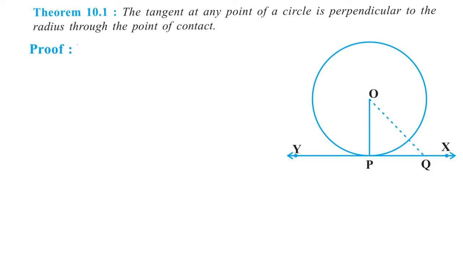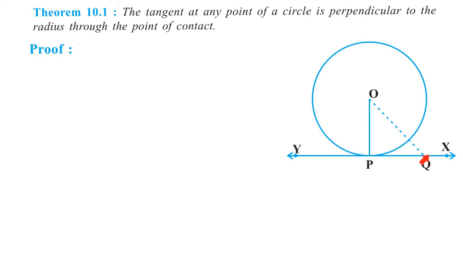So let us see how we go about proving it. What is given? We are given a circle with the center O and a tangent XY to the circle at a point P. We need to prove that OP is perpendicular to XY. Let us take a point Q on XY other than the point P and join OQ.